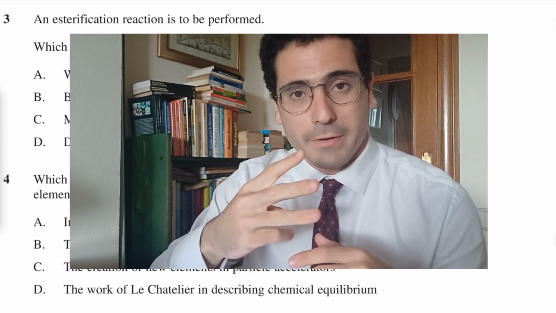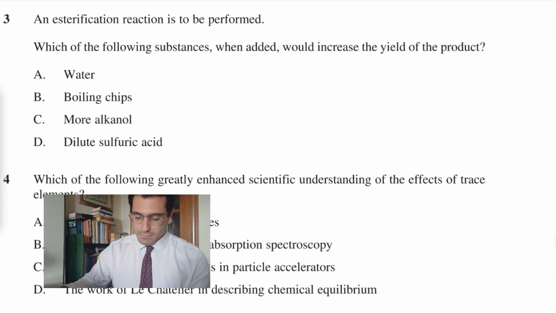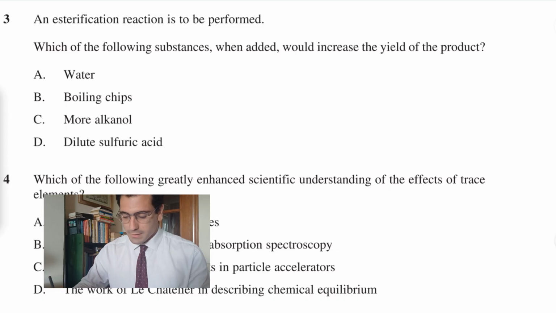This is question 3 from the HSC 2018 paper. An esterification reaction is to be performed. Which of the following substances, when added, would increase the yield of the product? Well, I would say in order to think about an esterification reaction, we should probably draw one.